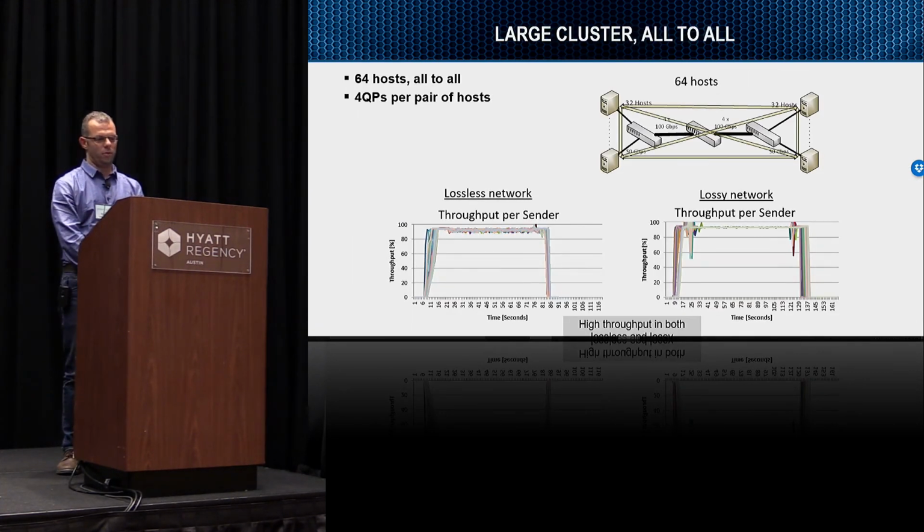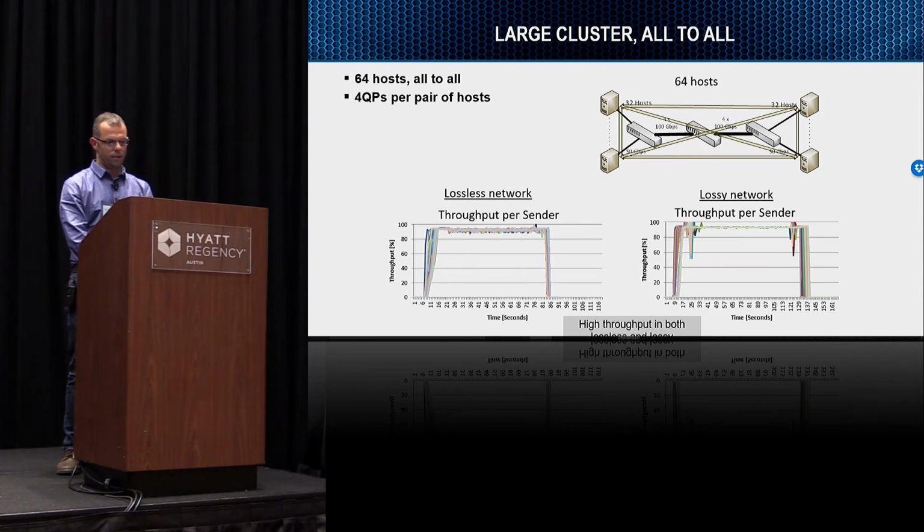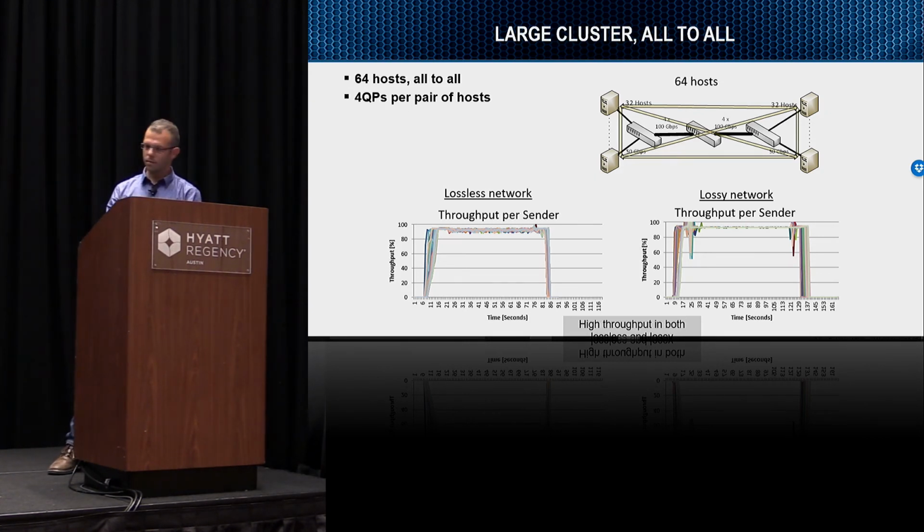Now the all-to-all scenario. Here 64 hosts are sending traffic. Every host sends traffic to every other host. We see that both in the lossless network and in the lossy network, we again get almost full link rate throughput.